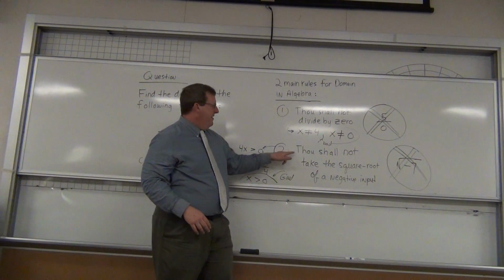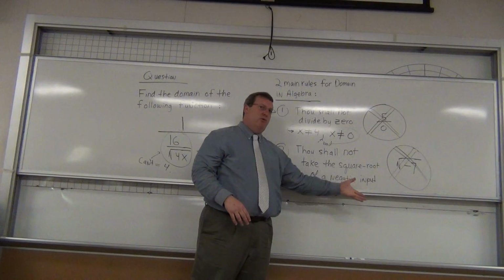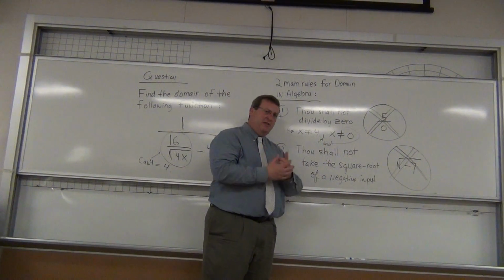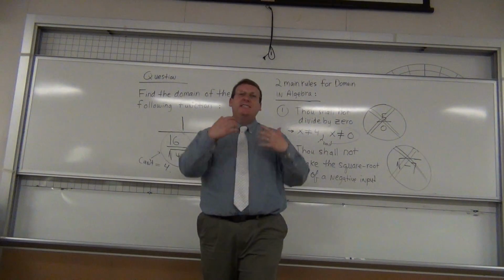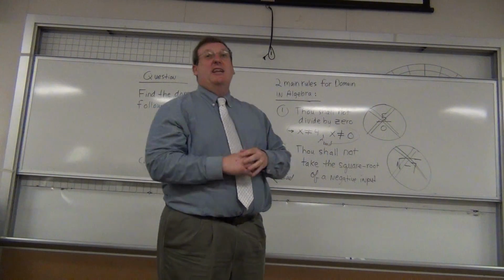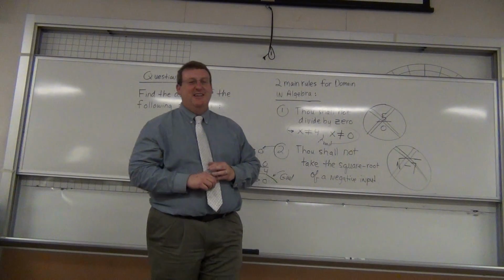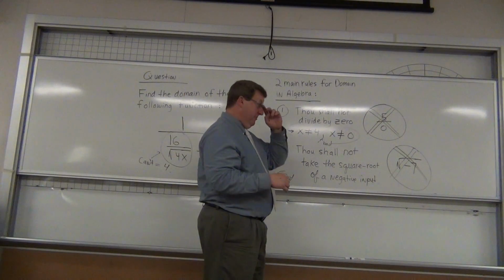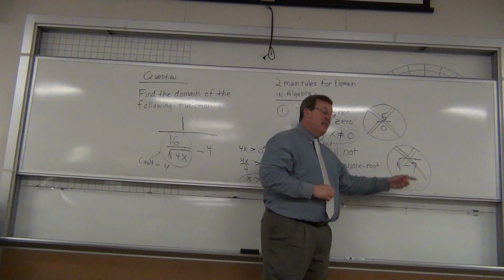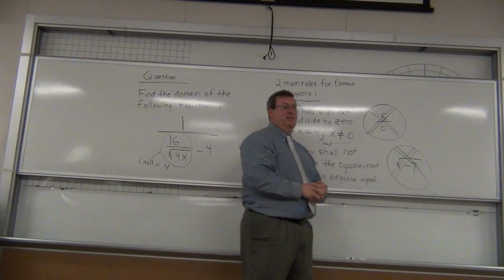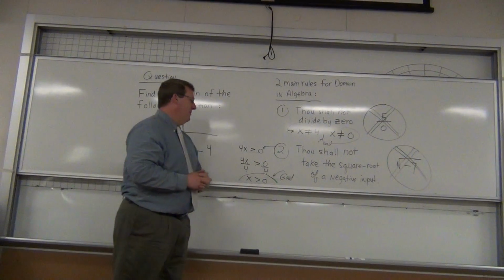Number 2, thou shalt not take the square root of a negative input. Again, square root of -7. Basically, functions are saying, I only want real numbers. And later on you'll discover what imaginary numbers are. Yes, there are imaginary numbers. And when you take the square root of a negative number, you don't get a real output. So that's not in the domain.